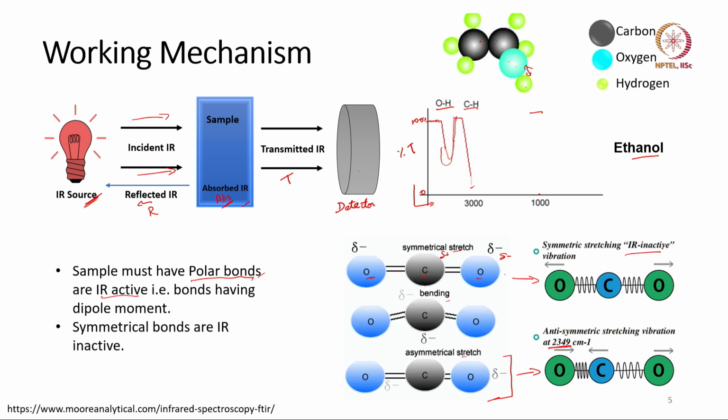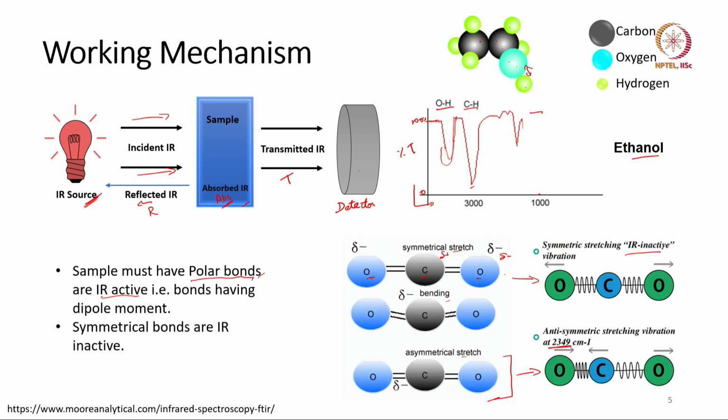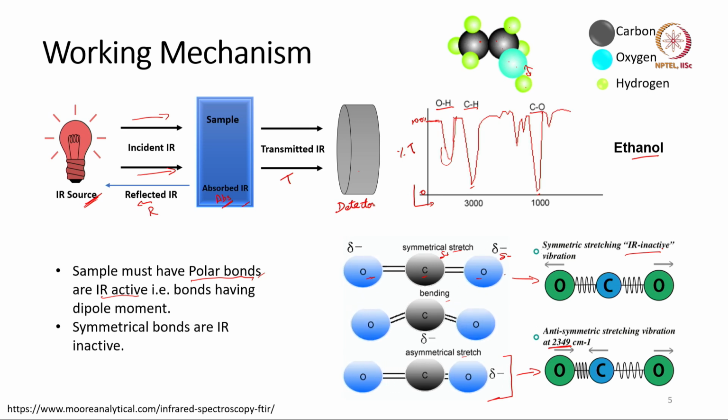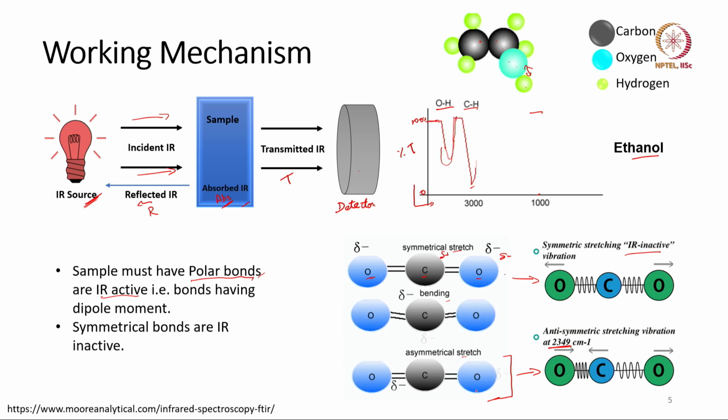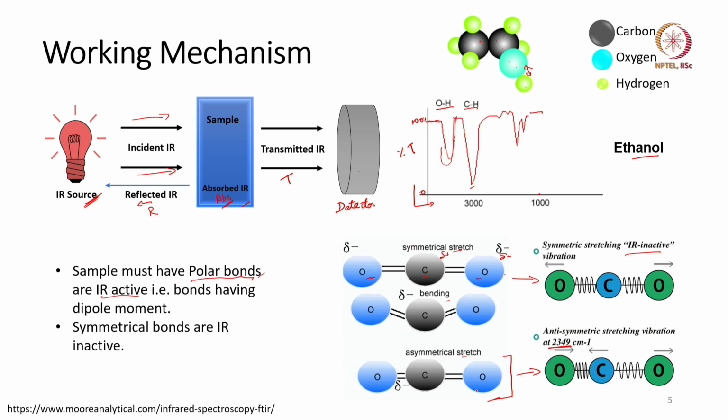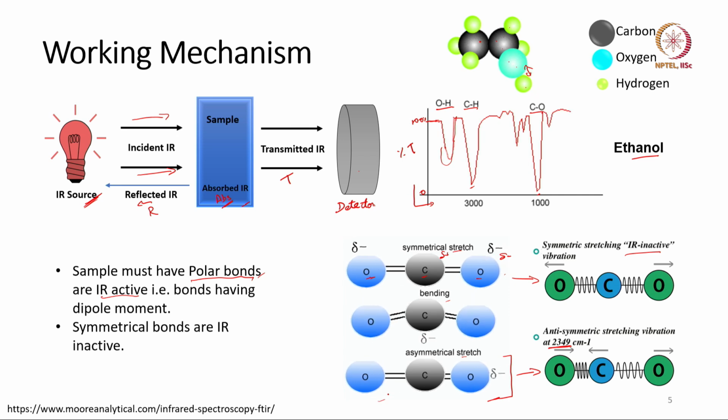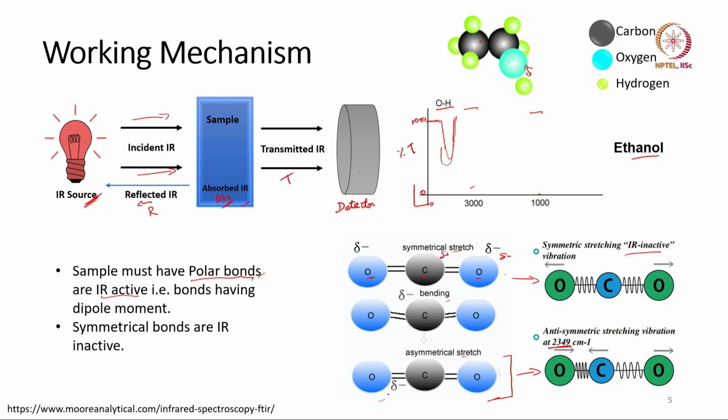So, wherever we have the symmetric stretching or symmetric kind of vibrations, that would be IR inactive, while the asymmetric stretching or all the asymmetric vibrations would be IR active. So, taking this into mind, we get the IR spectrum and we analyze it, taking the polarity into consideration.